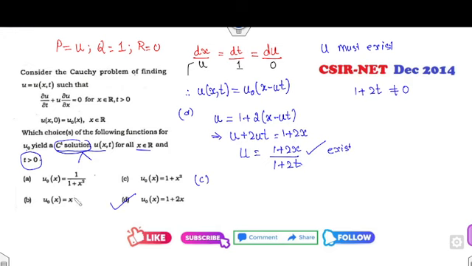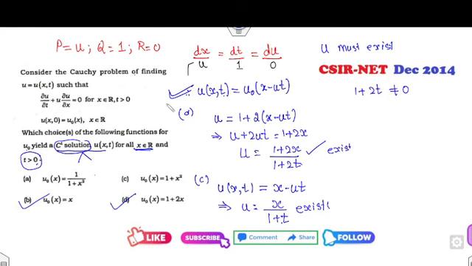Look at C. If u0 is my x, then from this case x is x minus ut. Can you find the value of u from this? This is x over 1 plus t. Again, you can see the solution exists for all x and t greater than 0 because this number is non-zero.